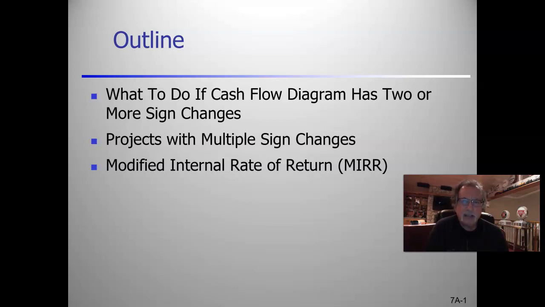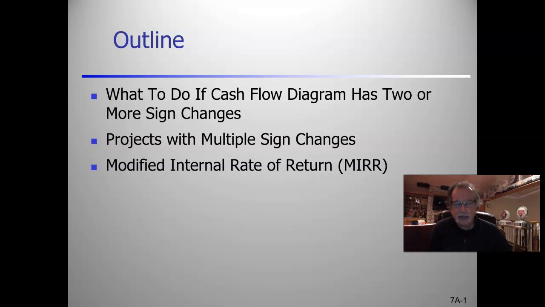If you have a series of cash flows where there's a negative cash flow in period 0, perhaps a positive cash flow in periods 1 through n-1, and perhaps a large cost in the last time period, n, so that it's negative, you've had two sign changes. And potentially when there are multiple sign changes, there are multiple roots to the equation. There are multiple solutions to the internal rate of return.